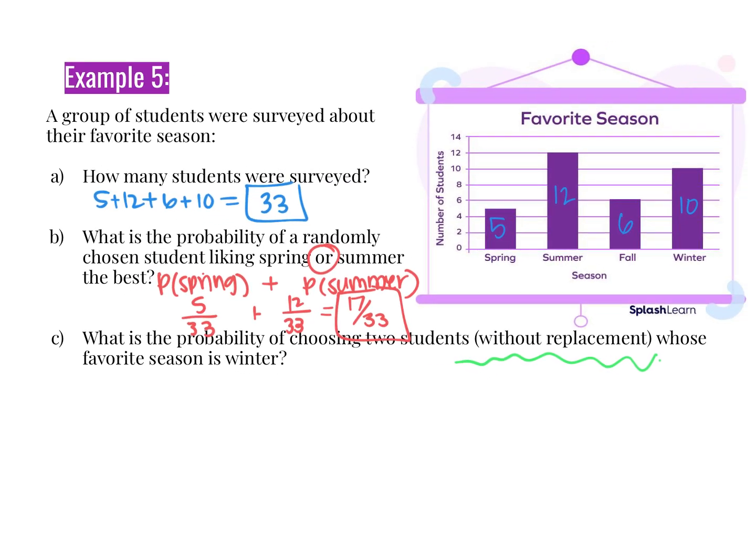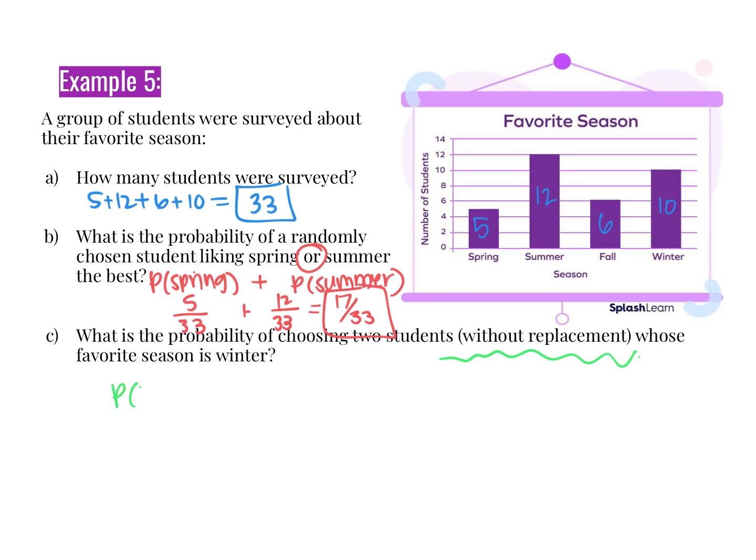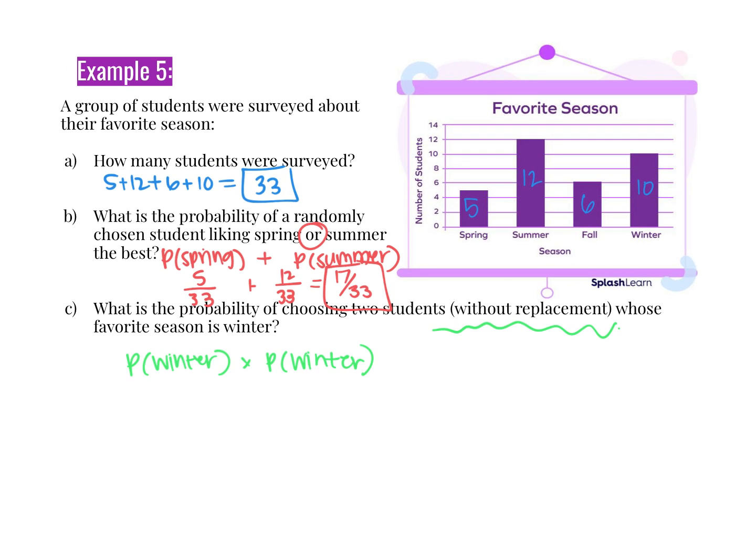So let's go ahead and write down your roadmap here. We're thinking about the probability of choosing a winter and the probability of choosing a winter, and we are multiplying in between these ones. When we're thinking about the probability of a winter, we've got 10 winter respondents over 33. And we are not replacing, so now there's only 9 left over 32.